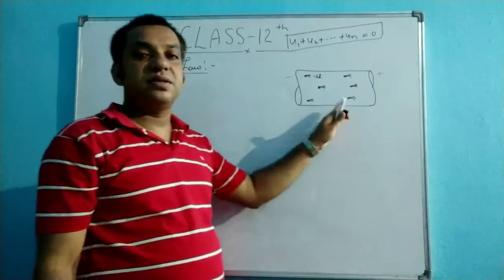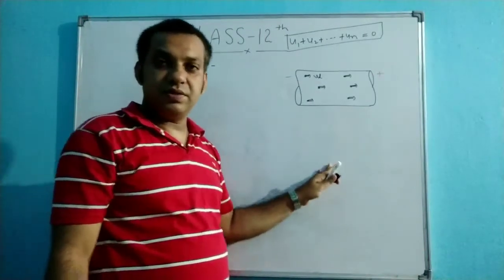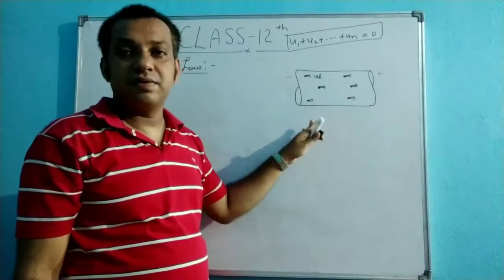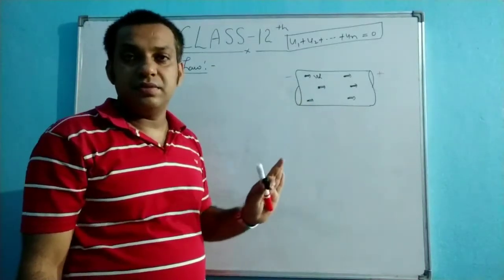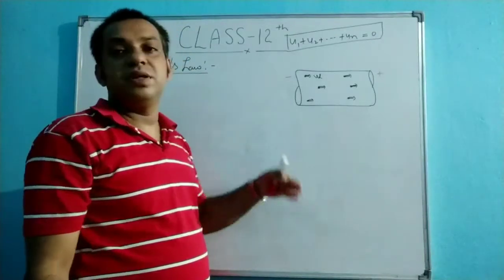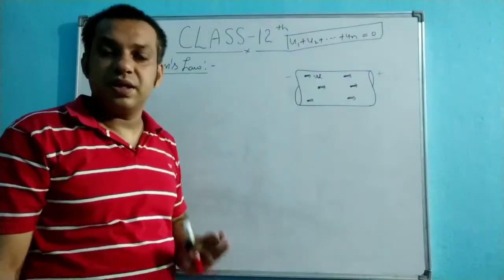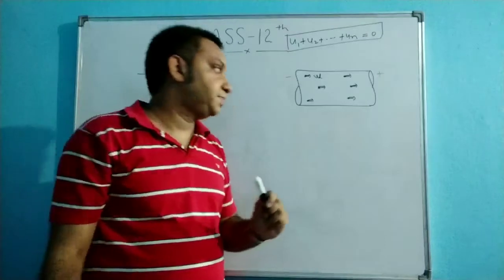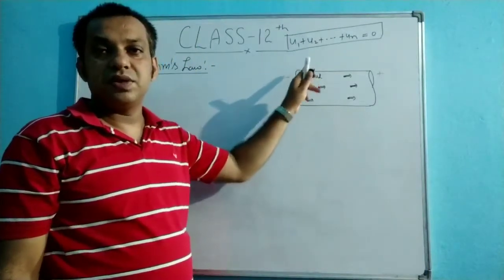But if you connect this conductor with the cell, then because of the potential difference across the conductor, an electric field is set up, and that electric field forces the electrons to move in a certain direction. Because of this external cause, there is now a net velocity across the conductor, and that net velocity causes a current. Today we are going to derive Ohm's law with the help of this concept. Initially the net velocity of the free electrons is 0.